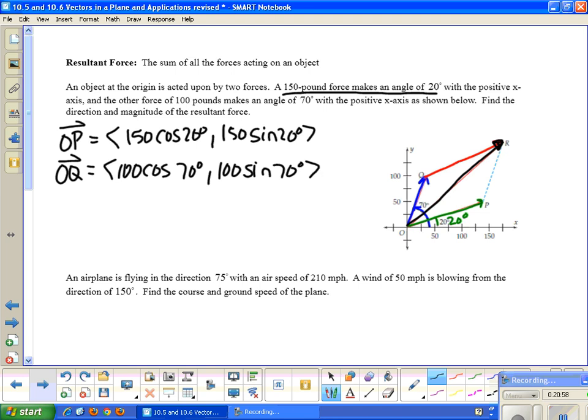And so basically what we're doing to find OR, which is the resultant force, is we are going to add these together. So we're going to do OP plus OQ.